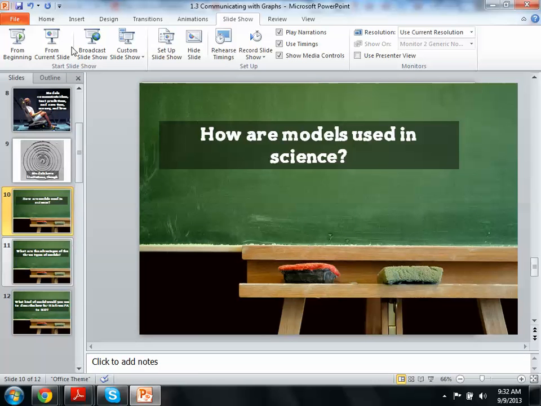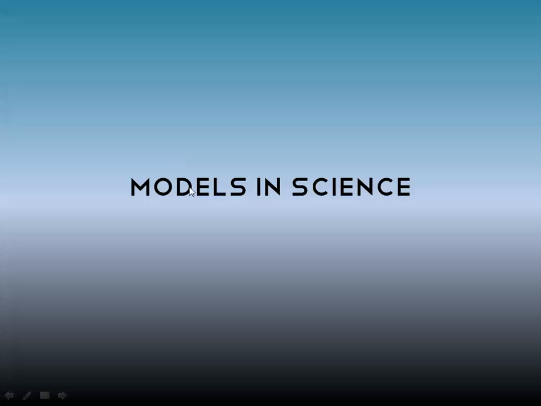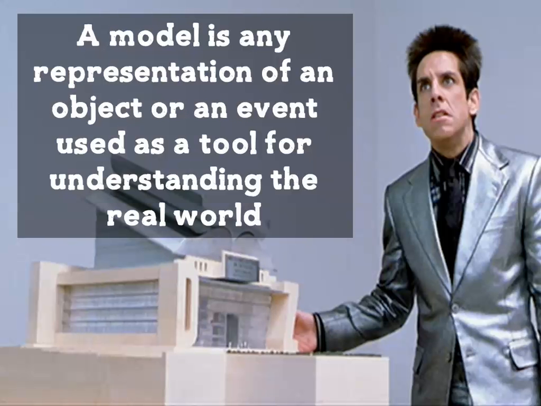Alright, so that was just a goofy example of a model in science we're going to look at today. There's actually 3 types of models, and we're going to talk about that first type of model. These are just ways we can test a hypothesis or communicate data in science. A model is any representation of an object or event that's too big or too fast for us to see, and it's used as a tool for understanding the real world.